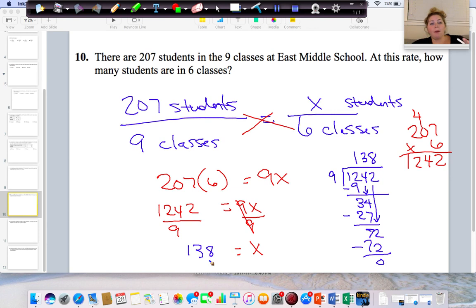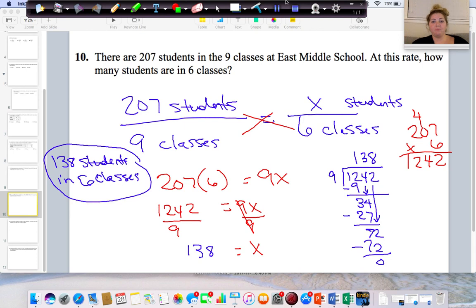Now, remember, that does equal x, but we need to go back and read the question and see what the question was asking us. So the question says, at this rate, how many students are in 6 classes? So there are 138 students in 6 classes. I can't write at all. Okay?